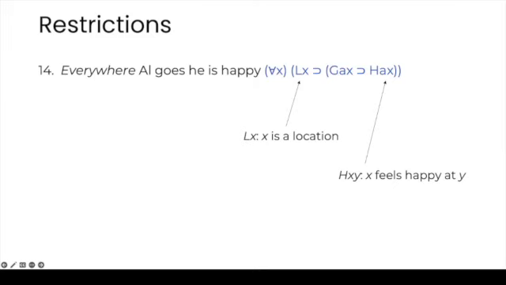So we have everywhere Al goes, he's happy, symbolized like this. Here the antecedent is lx for location. gxy is a predicate x goes to y. And hxy applies to pairs of people and places, and is satisfied whenever x feels happy at y. So in logic keys, we express the logical form for every x, if x is a place, then if Al goes to x, then Al feels happy at x.